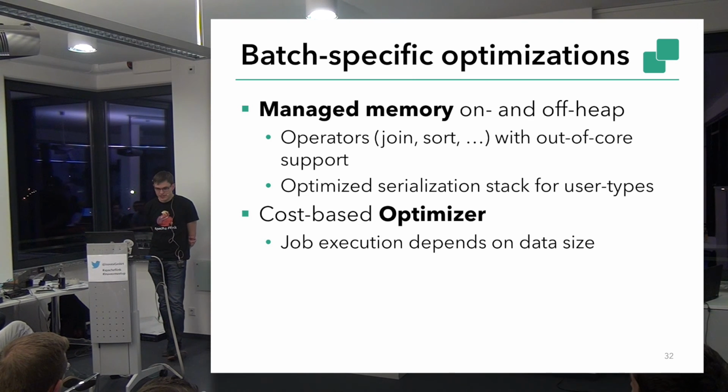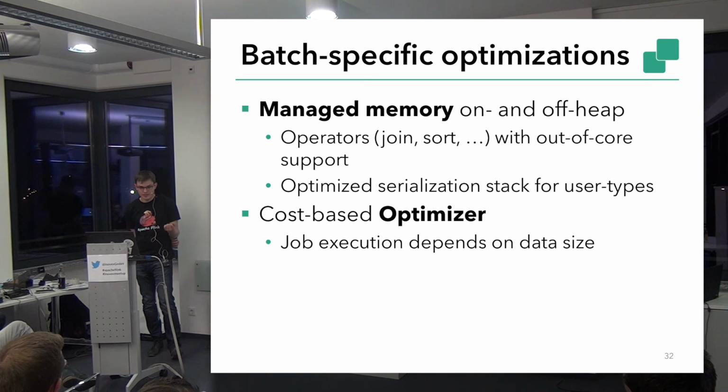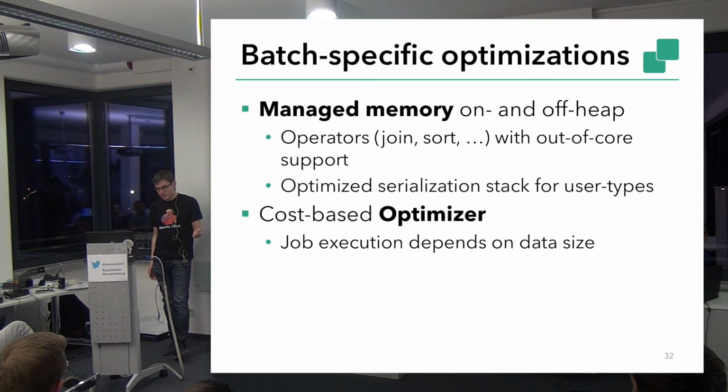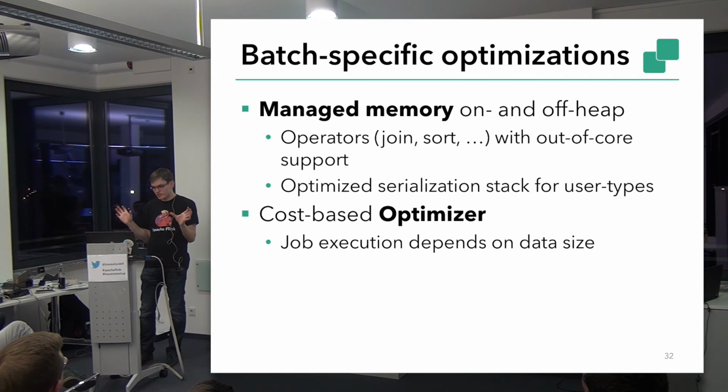So for our operators like join and sort and so on, we have out-of-core support, which means that we can spill to disk if it doesn't fit into memory. We also are able to allocate the elements not on the heap, but in byte arrays in a serialized form, and these operators are able to do the computations like joining and sorting on that serialized data. So we don't need to deserialize everything when we compare elements for sorting. We can do the sorting on top of these byte arrays, which is a very compact representation of your data in the JVM, and it makes stuff very robust.